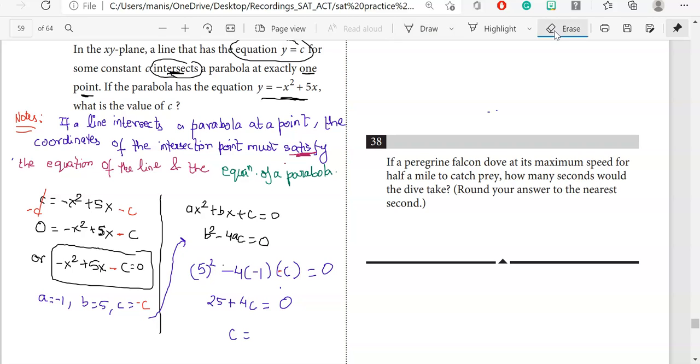So when I do this, this will be 25 but negative C. Let me write all the steps. It will give you -4C is equal to -25, which means C is 25 over 4, and this is the answer for this question. Because the question says what is the value of C, and that's my value of C: C is equal to 25 over 4.